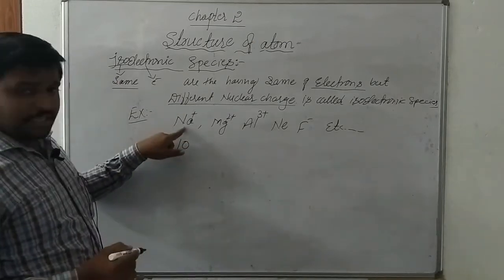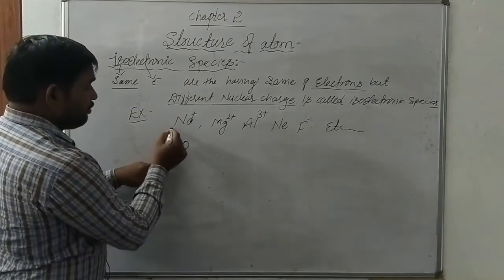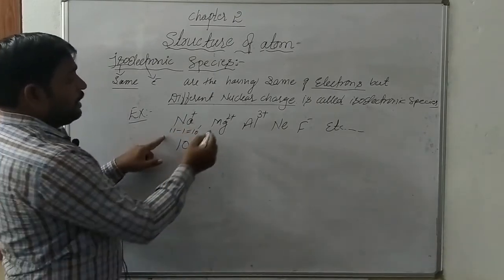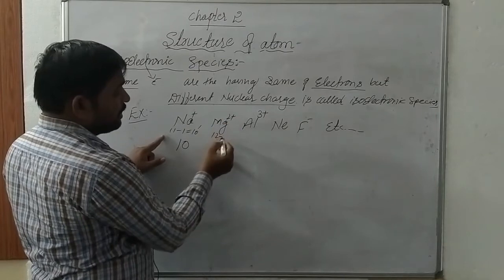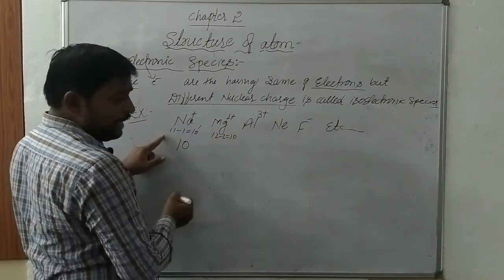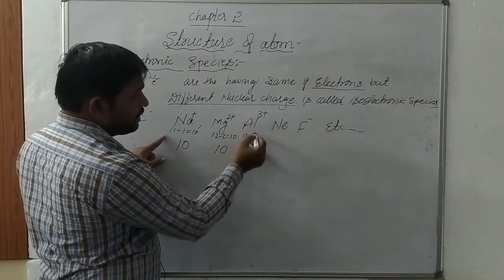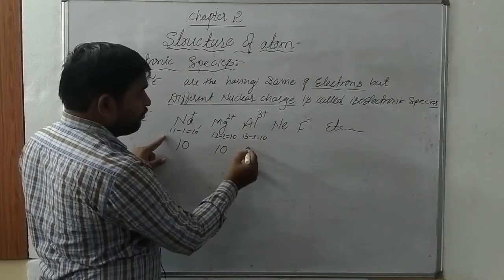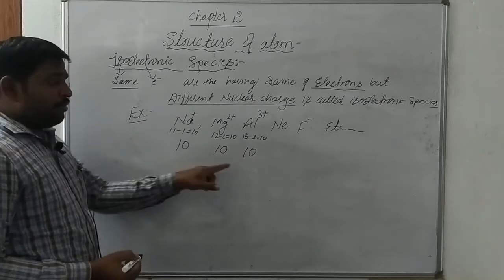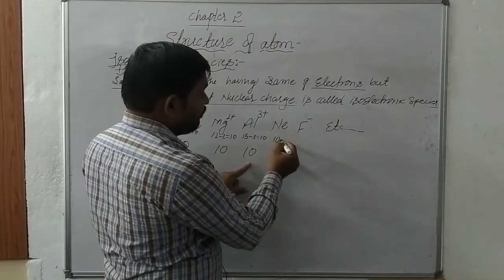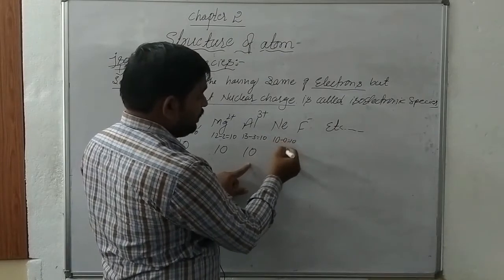The number of electrons in sodium is 10. Why? Because the atomic number is 11 and one electron is lost, so that is equal to 10. Here the atomic number is 12, the number of electrons lost is 2, that is equal to 10. Here also the number of electrons is 10. Here the atomic number is 13, the number of electrons lost is 3, that gives 10. The total number of electrons present in aluminium 3 plus is 10. Neon, the atomic number is 10, the number of electrons lost is 0, so that is 10.